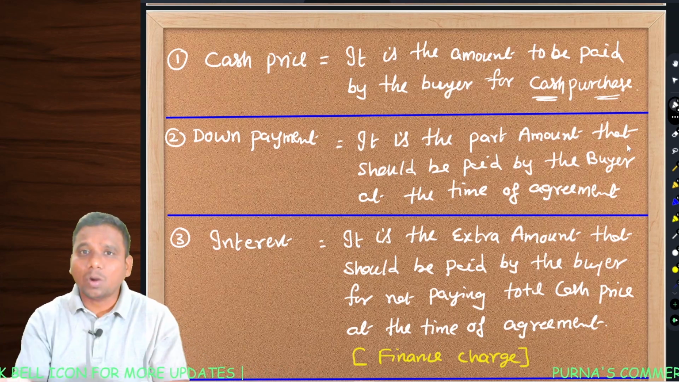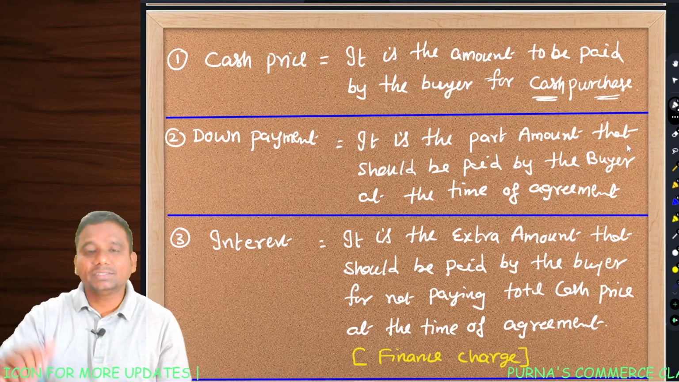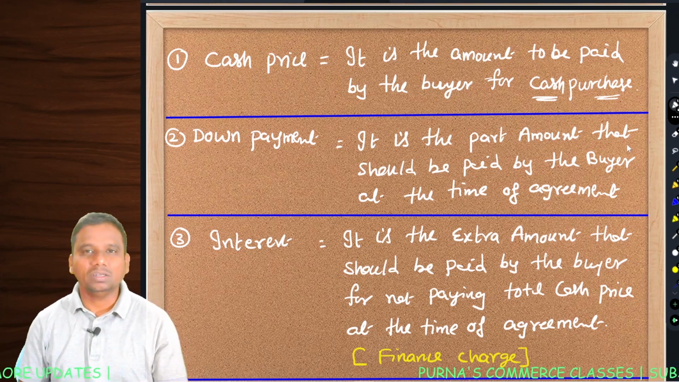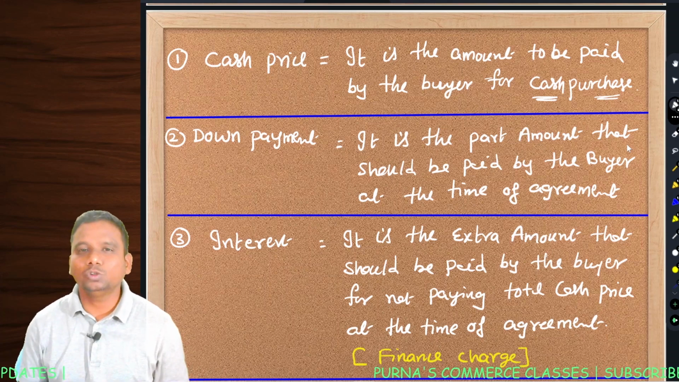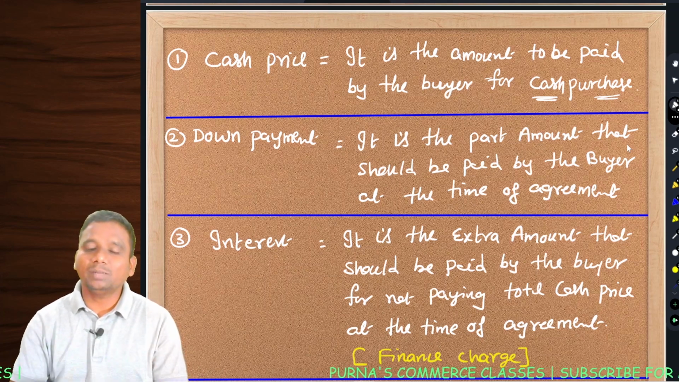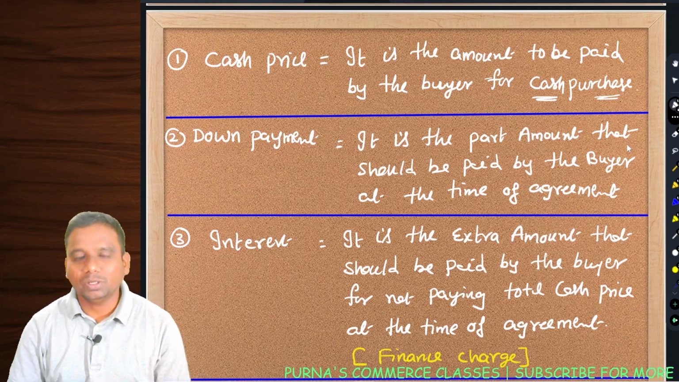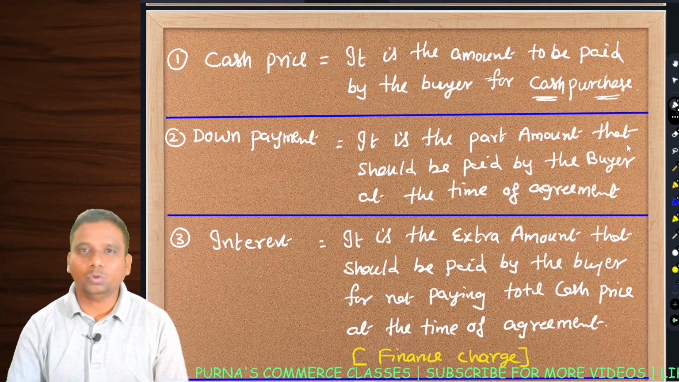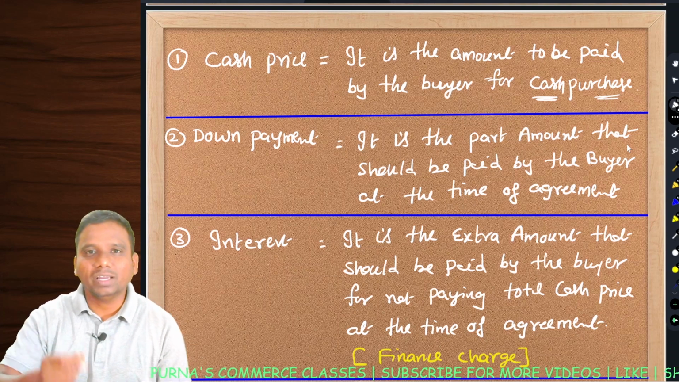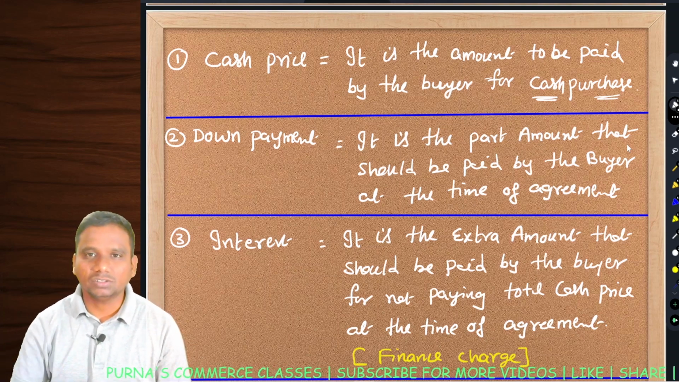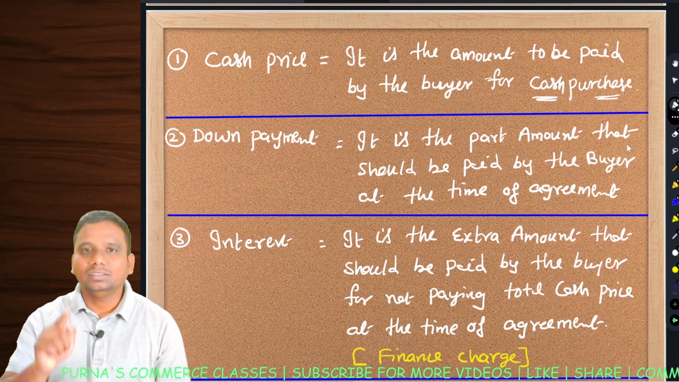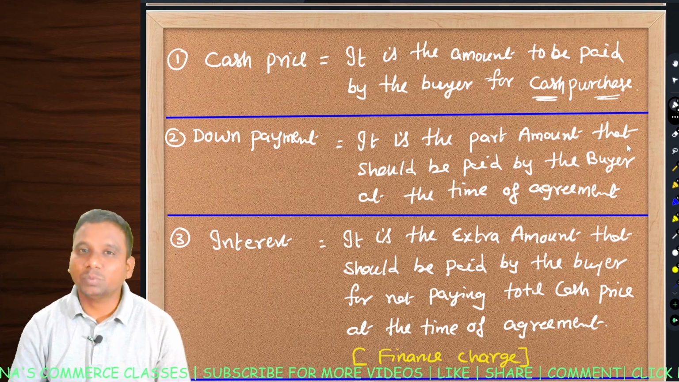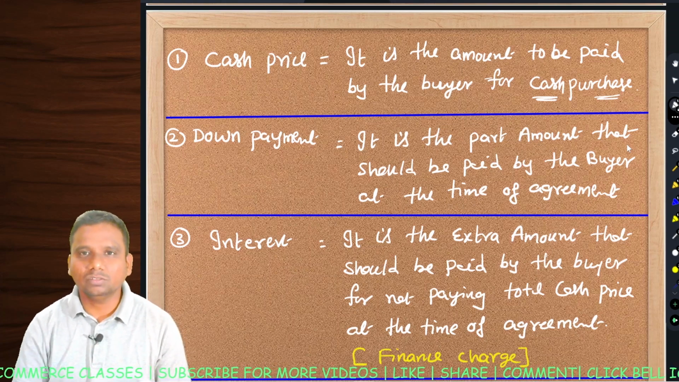It is the extra amount which the buyer pays for not paying the full amount at the time of agreement. Do remember, if you pay the cash price, fine, no need to pay any extra amount, but you are not paying the total amount at the time of agreement. For that purpose you should pay some extra amount. This extra amount is called the interest portion, and technically we call it finance charge. In this hire purchase system, interest calculation plays an important role. Interest calculation as well as cash price calculation, these two calculations are very important.